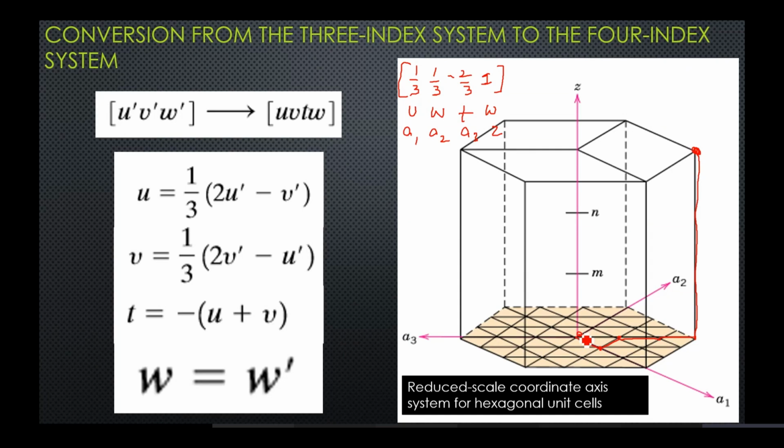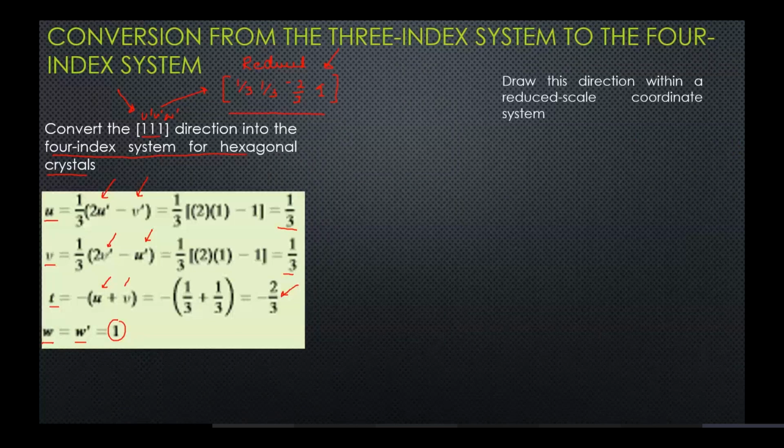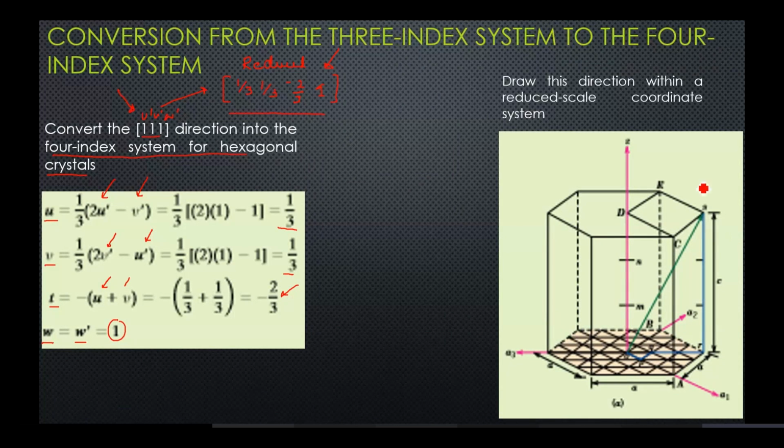If this is my origin, the direction would be this direction. This is the 1 by 3, 1 by 3, minus 2 by 3, 1 direction in a reduced scale coordinate axis system. Clear? Now keep in mind this direction. I have drawn it over here since it was a little messy over there. This green arrow shows the direction represented by 1 by 3, 1 by 3, minus 2 by 3, 1 in the reduced axis system.